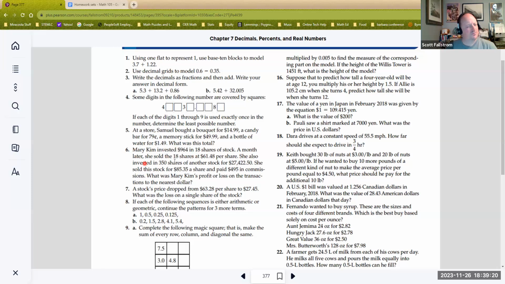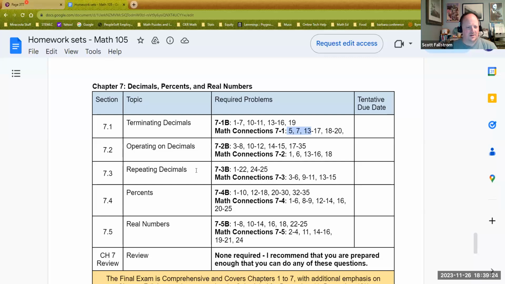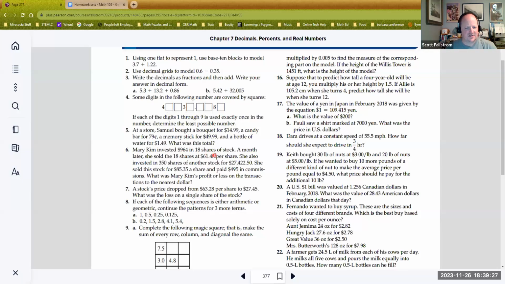Let's see here. Number 6 is probably a calculator question. Did I even read? Yeah, I said 3 through 8. So she invested this much in 18 shares of stock. A month later, she sold them for this much per share. You can figure out how much total. She invested in 350 shares of another stock for this much, she sold this stock for this much a share and paid this much in commissions. How much did she make or lose?